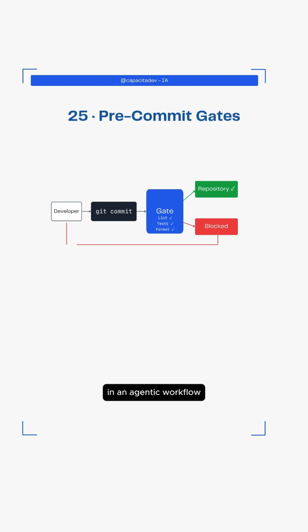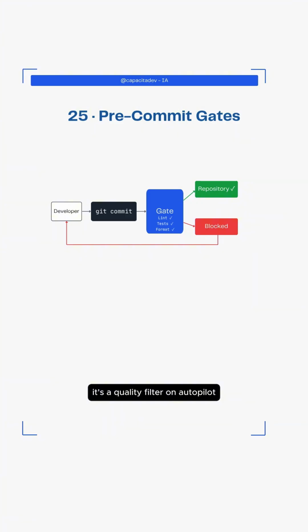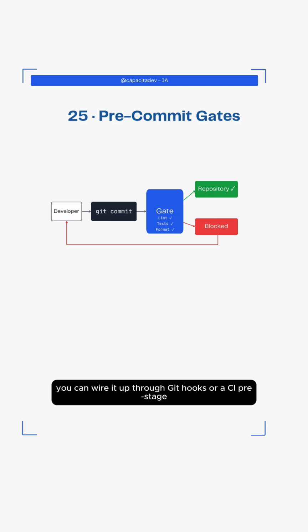In an agentic workflow where an AI is generating and committing code autonomously, this is your last safety net before the repository. It's a quality filter on autopilot. Tools like Husky and lint-staged handle this in JavaScript projects. In .NET you can wire it up through Git hooks or a C# pre-stage. The key is that it runs before any damage can happen.